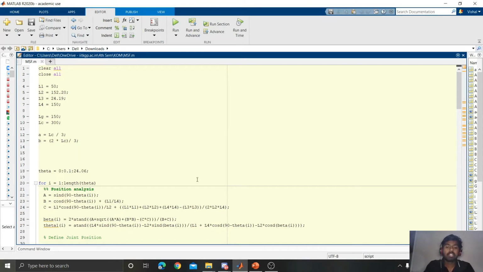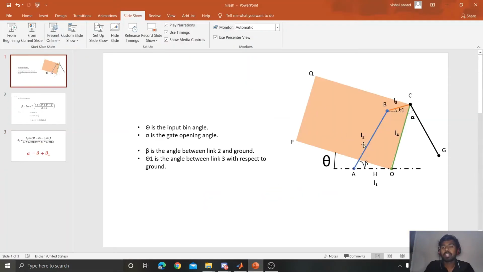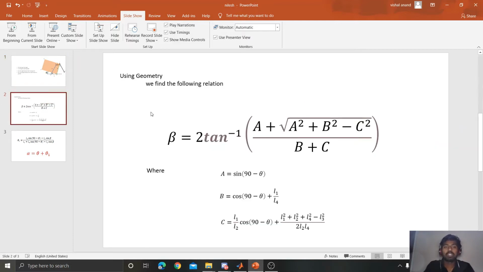So let's start with the diagram that I had worked on to explain the code. So this is the diagram that I had worked on. Here you can see theta is the input bin angle, alpha is the gate opening angle, beta is the angle between link 2 and the ground, and theta 1 is the angle between link 3 with respect to the horizontal frame. So using kinematics and geometry, we found the relation between beta and theta.